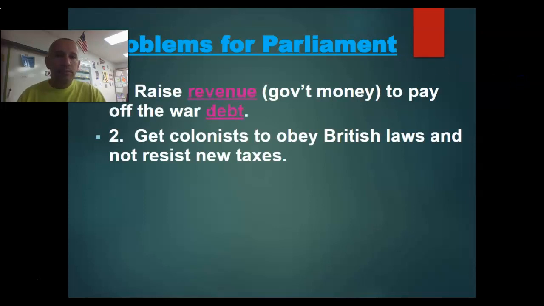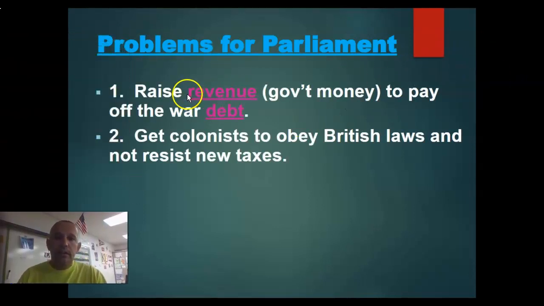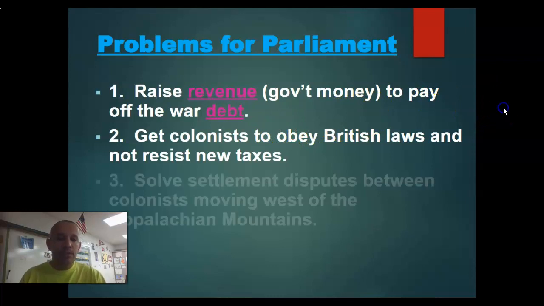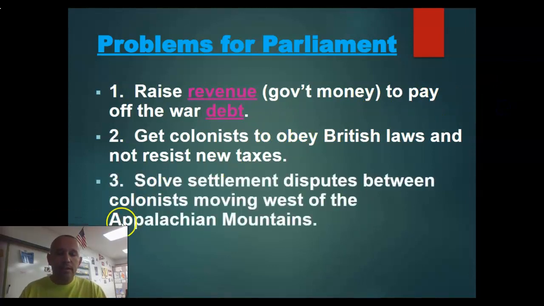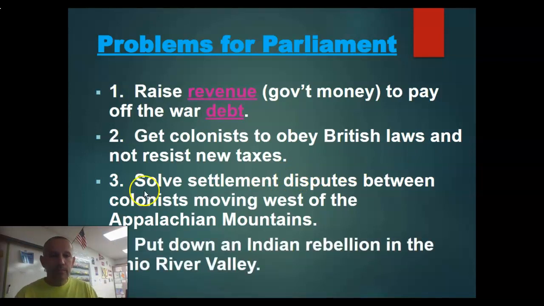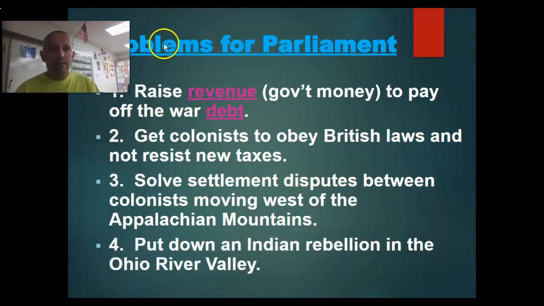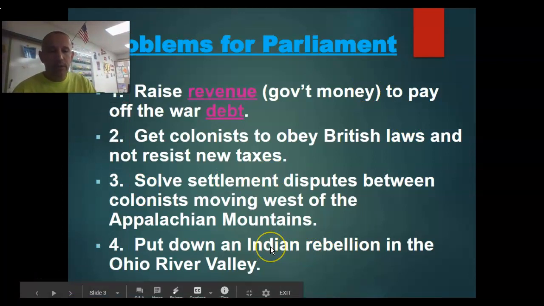Parliament had a few problems. Number one, they had to raise revenue, which is a fancy word for money, government money. They were in huge war debt from the French and Indian War. Debt is when you owe somebody or people or companies money. They needed to get the colonists to obey British laws and stop resisting the new taxes. And they needed to solve a settlement dispute between colonists moving west of the Appalachian Mountains into that Ohio River Valley. And finally, they needed to put down an Indian rebellion in the Ohio River Valley.